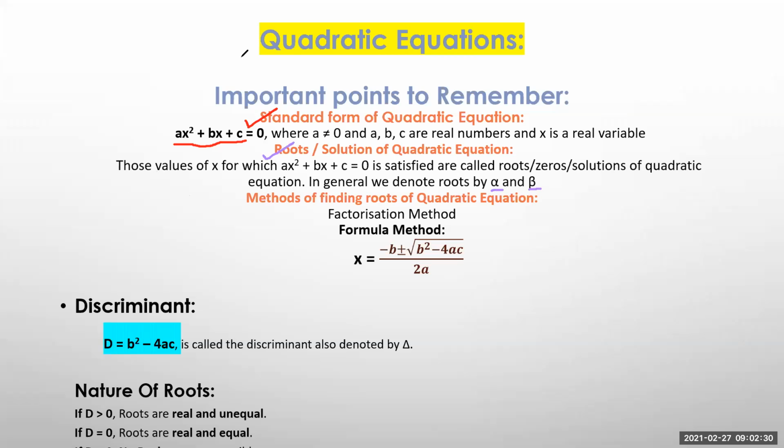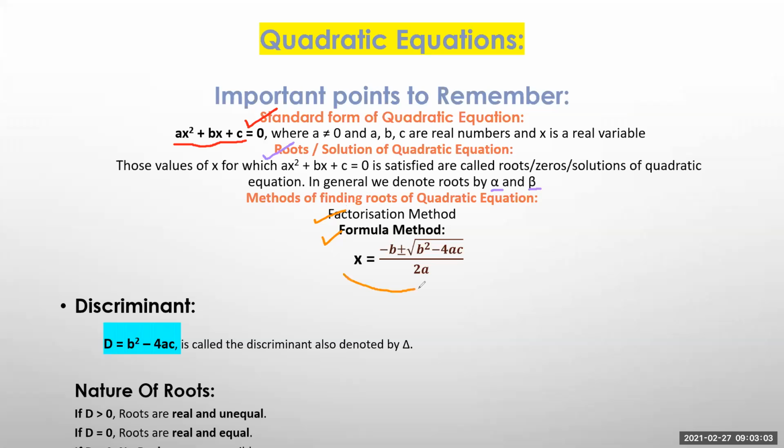Next are the methods of finding roots of a quadratic equation. Now you know very well there are actually 3 methods: factorization, the formula, and the completing square method. But from these 3, completing square has been reduced from your syllabus. So just focus on factorization and formula. The formula is the easiest one. If you are not asked to solve by a particular method, then just solve by the formula method. Just remember this formula.